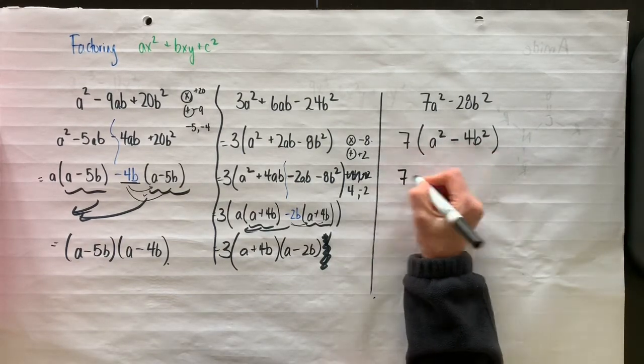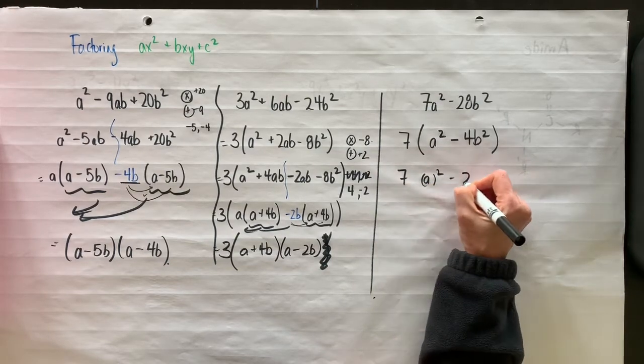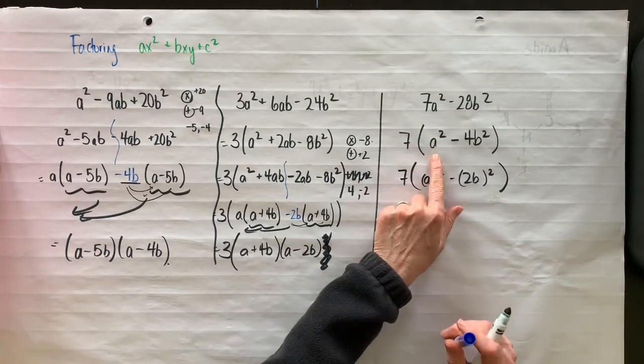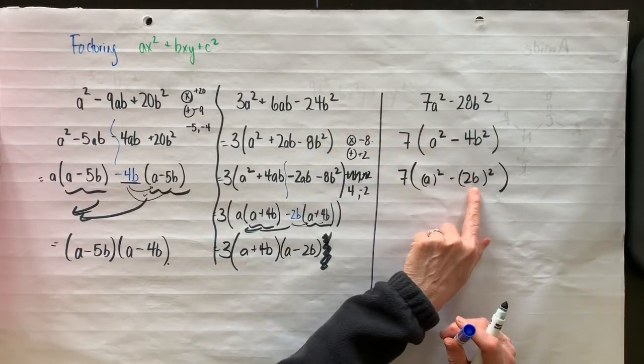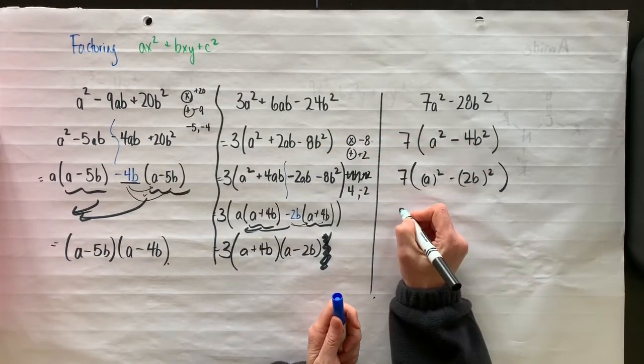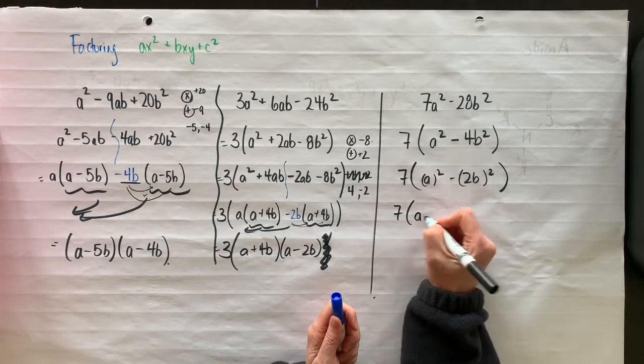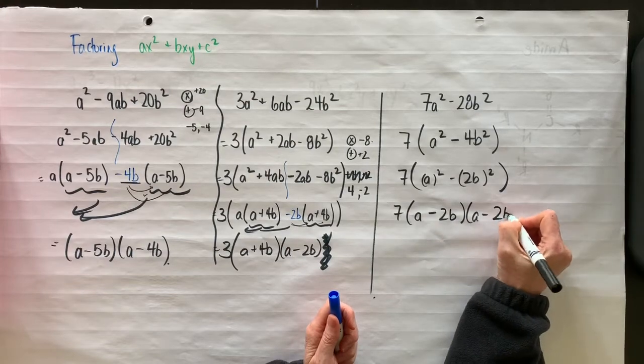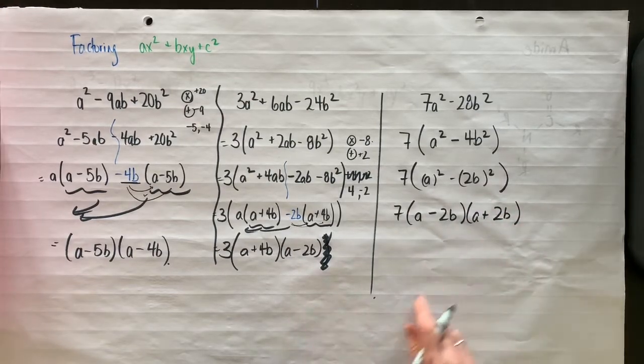So I can rewrite this as a squared minus 2b squared. So that's important. I'm just rewriting it as a number squared. That's the trickiest part. And then remember, for a difference of squares, it's what's inside the bracket minus and what's inside the brackets plus. And that's factored, right?